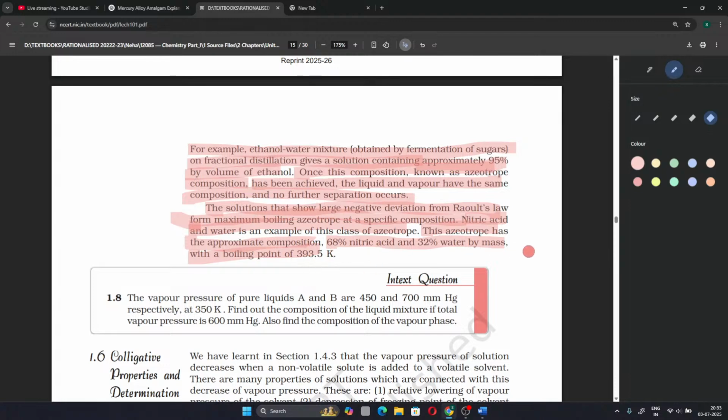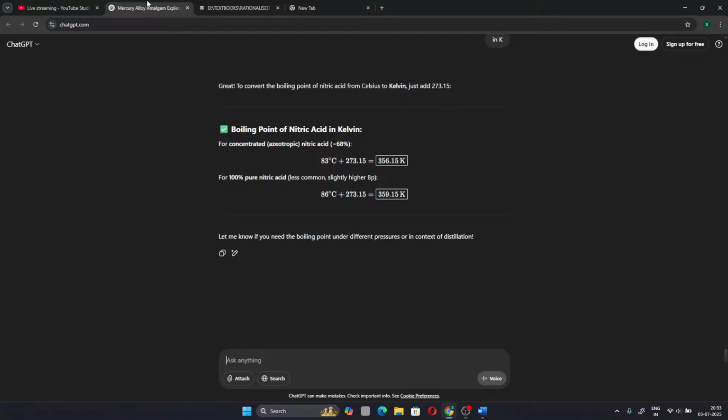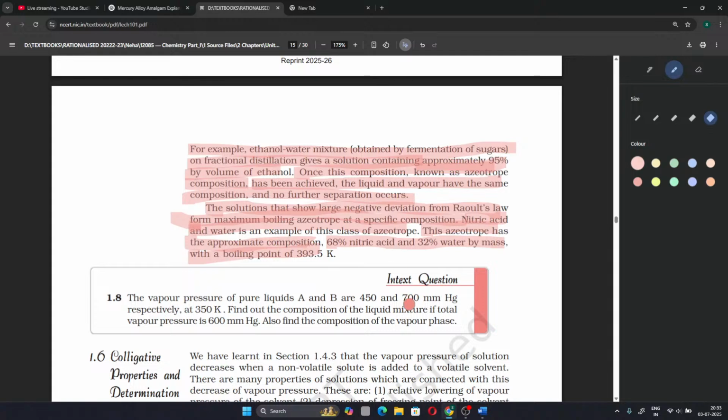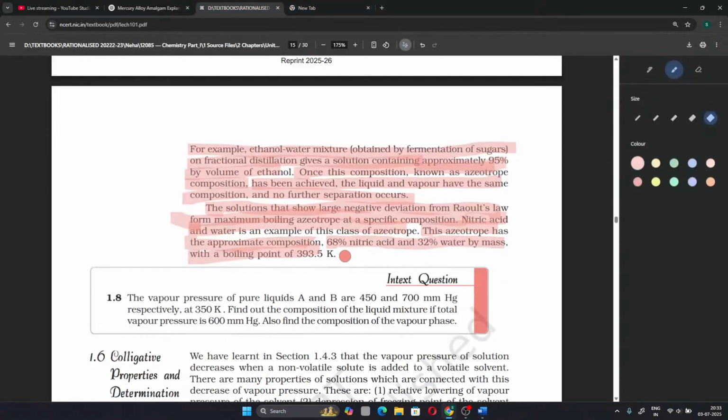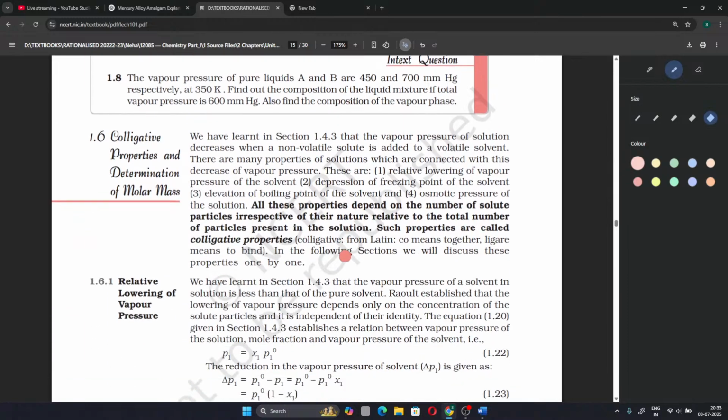Our required concentration here is 68%, and it is 68% concentrated in the azeotrope. At this stage, the azeotrope is formed and the boiling point is around 356.15 Kelvin. Even though the mixture contains around 32% water by mass, and the boiling point of water is 373 Kelvin, due to HNO3 it is reduced to 356.15 Kelvin. This shows a negative deviation.